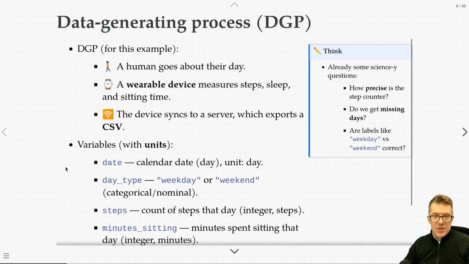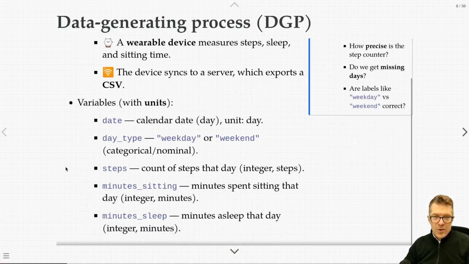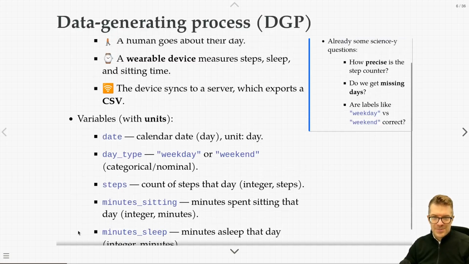We have a variety of variables. We have the date, which is a calendar date or day. We have a day type, so we care if it's a weekend or weekday. This is categorical. We'll define this in a moment. We have a number of steps, which is like an integer. We have minutes sitting, which is also an integer. And we have minutes sleep, which is also an integer.